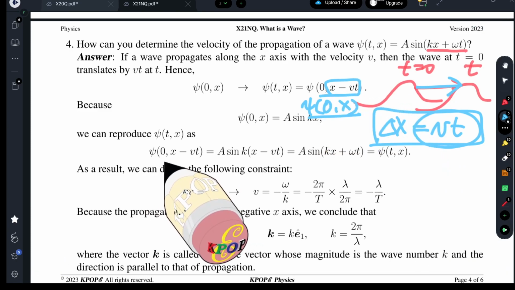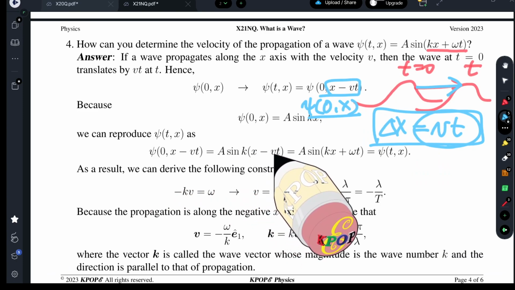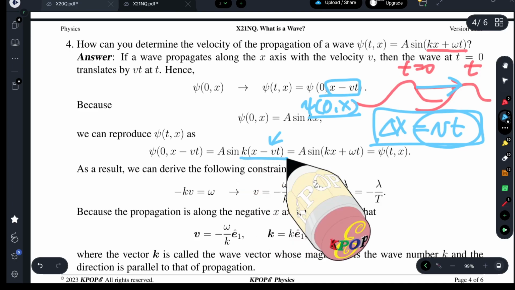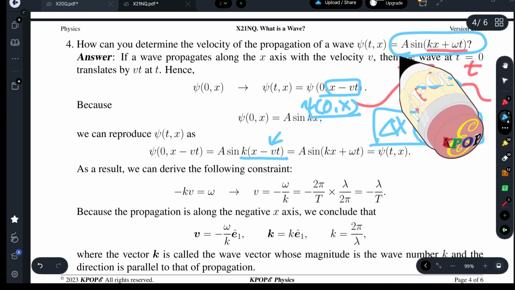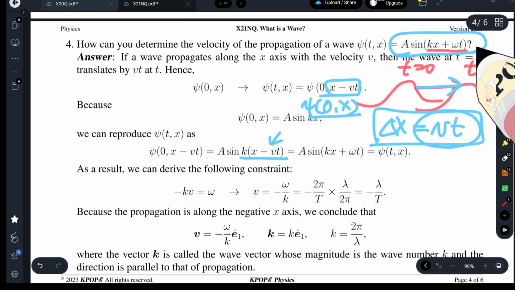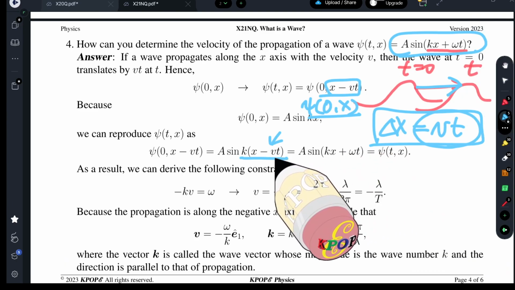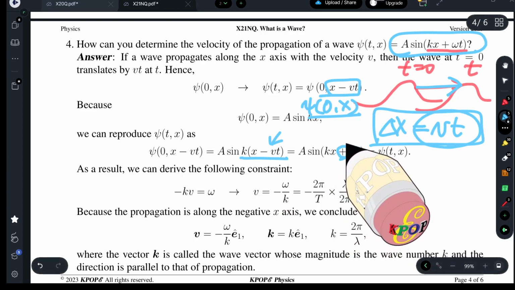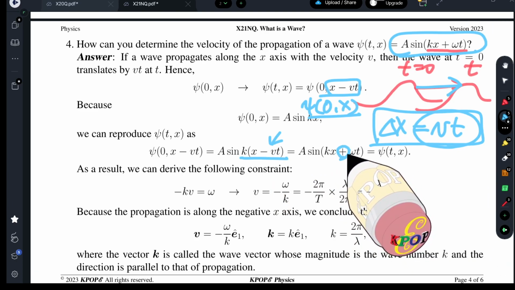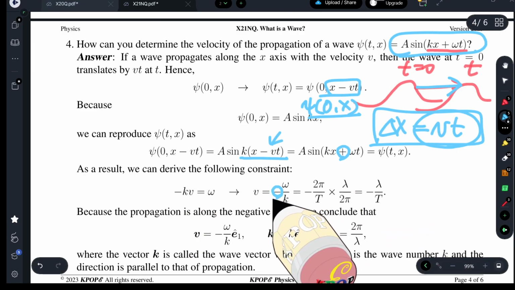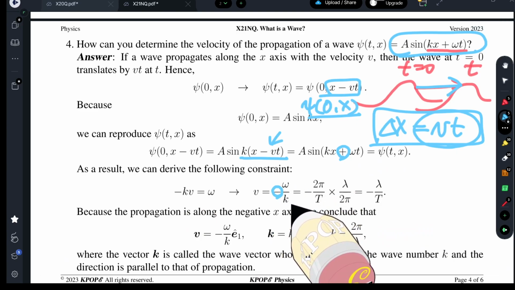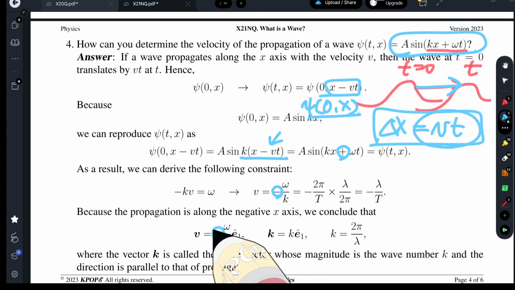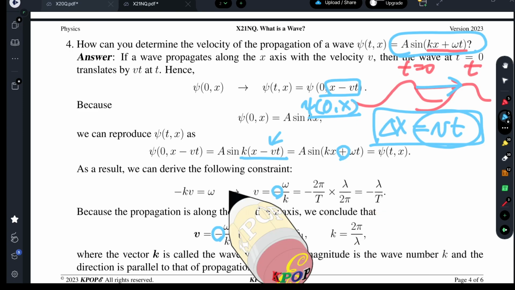Previously, what we have obtained is x minus Vt, and expand this, and the result should be the same as this, as given above. Therefore, the velocity in here is, because this is a positive sign, the negative of omega over k. That means the direction of propagation is opposite.